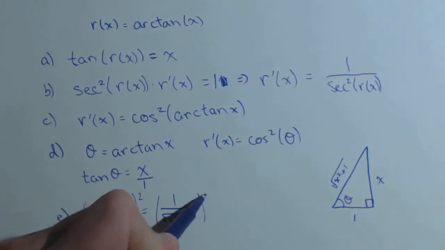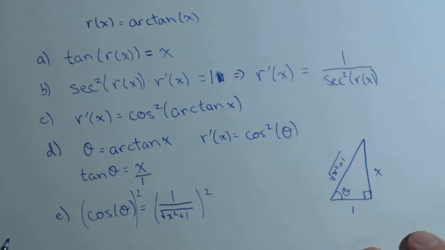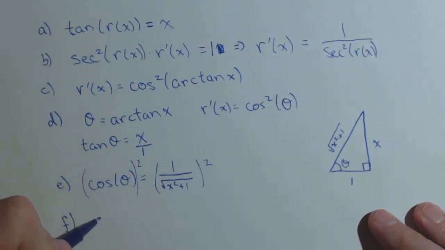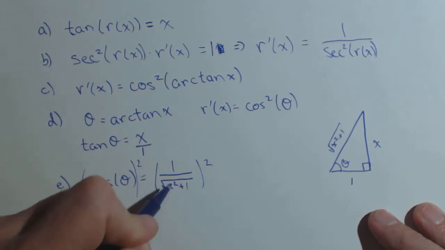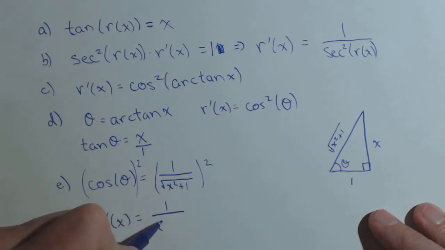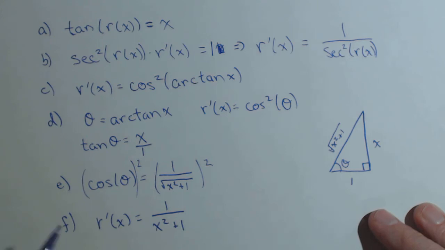We'll square this side and we'll square this side, and what we end up getting is the derivative for arctan of x. So r prime of x is going to be this squared, which just gets rid of the radical, 1 over x squared plus 1. And there we've derived the derivative for arctan of x.